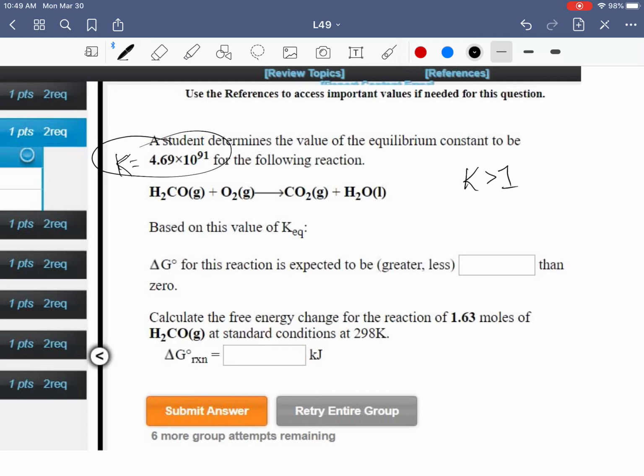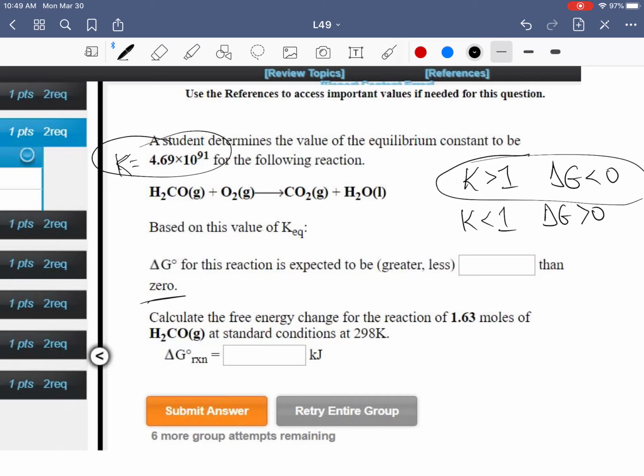Essentially, if K is greater than 1, then delta G is going to be less than 0, or negative. If K is less than 1, then delta G will be greater than 0, a positive number, and that will be non-spontaneous. So that's why we're trying to teach you these connections between all the different numbers. So, man, that's huge. So much greater than 1. So we're going to be dealing with this scenario right here. And that's why they're asking you for the relationship to 0.